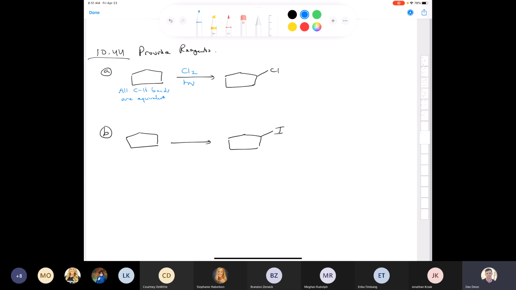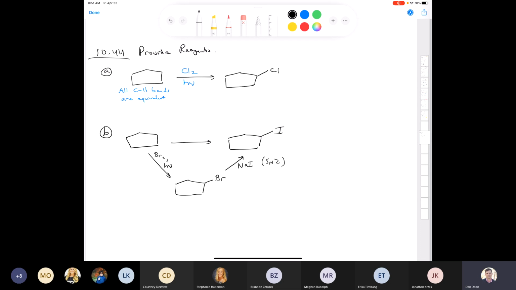And so the best mode of attack here would be to make bromocyclopentane, and then take that and do an SN2 with sodium iodide in a polar aprotic solvent like DMSO or acetone. And so then the question becomes, how do I get here from here? We know we can do that simply by treating this with bromine and light. So a bromination followed by an SN2 reaction.